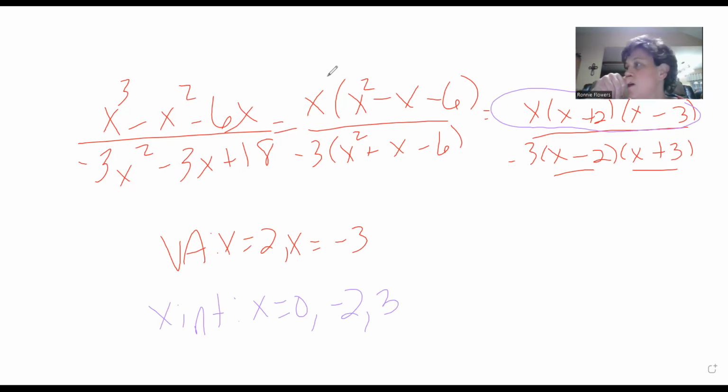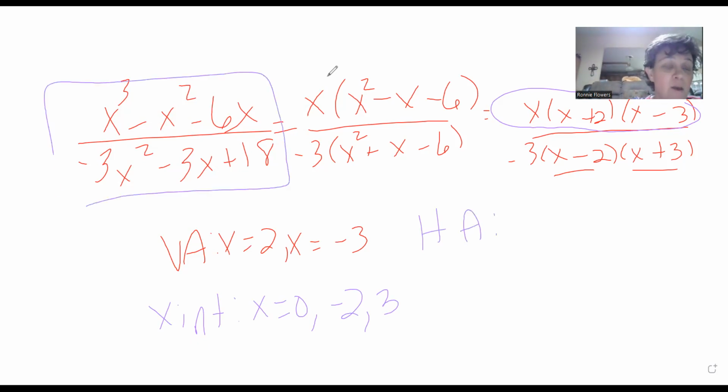X-intercepts, vertical asymptote, horizontal. Okay, that's the thing. We got to look back at the beginning. All right. Look at the degree of the top. Okay, so back at this problem. The degree of the top is 3. Okay, so degree of 3 on top, degree on the bottom, degree of 2. Okay, so this is top heavy.